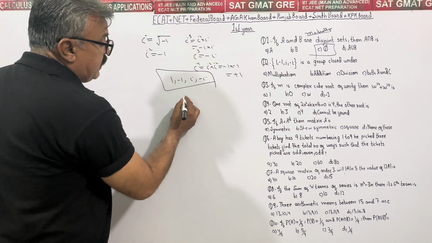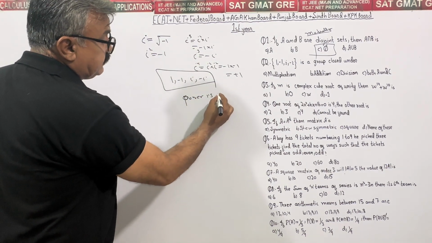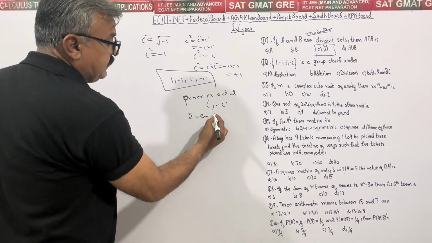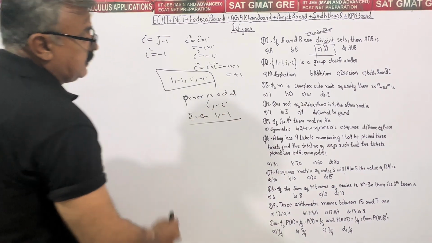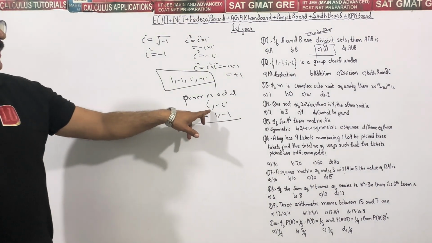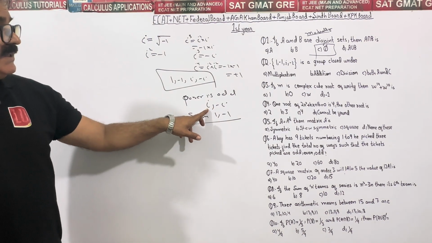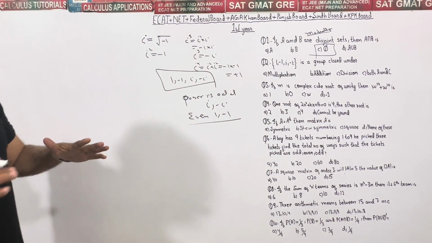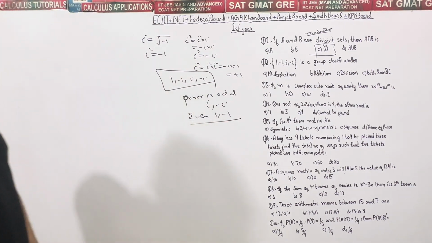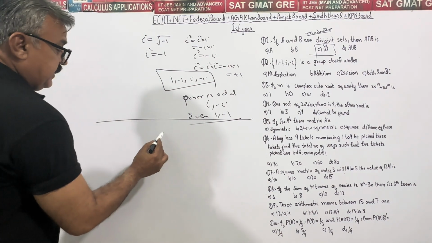If the power is odd, it results in iota or minus iota. If the power is even, then it results in 1 or minus 1. If the power of iota is odd, it always results in iota or minus iota. If the power of iota is even, it always results in 1 or minus 1. Let me give you a good identity regarding this.